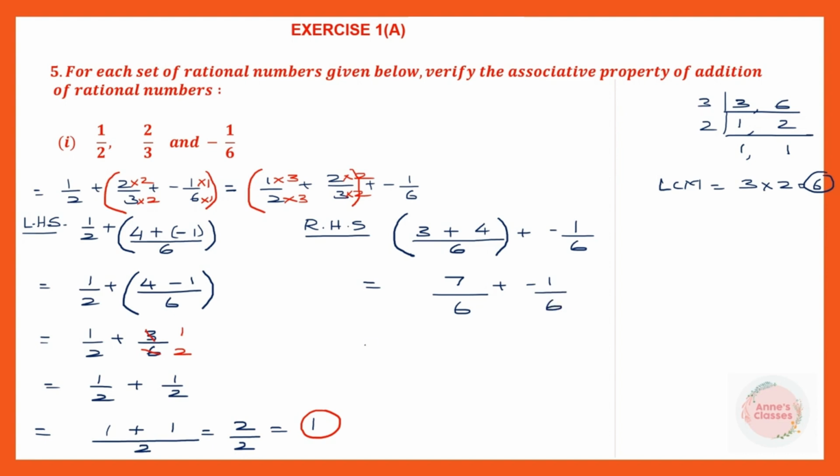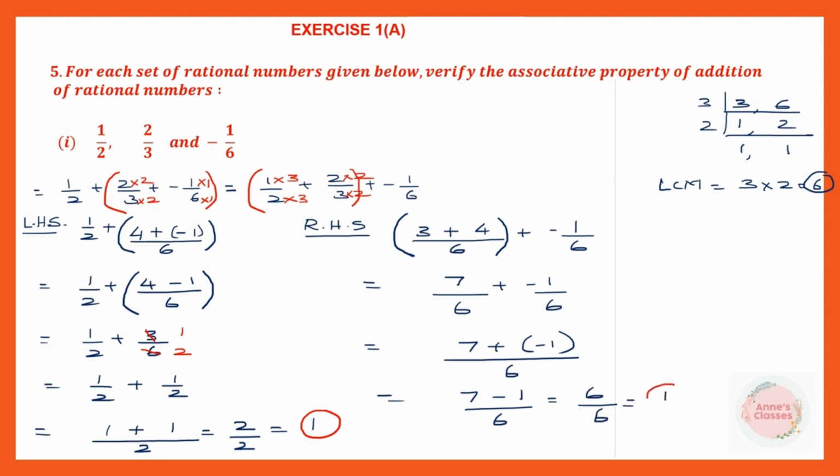So here the denominators are the same. So we write that as the LCM. And if the denominators are the same, we write the same numerators also. So 7 plus minus 1. So 7 plus minus 1 means 7 minus 1 by 6. 7 minus 1 by 6 is 7 minus 1 is 6. 6 by 6. 6 by 6 is equal to 1.